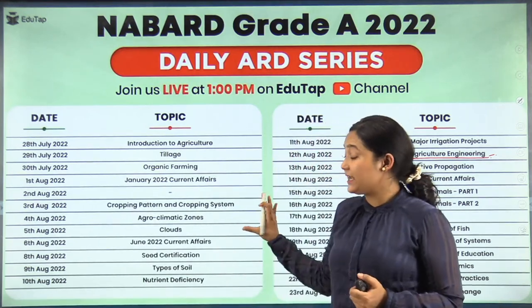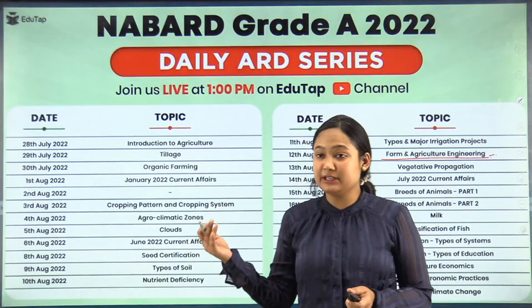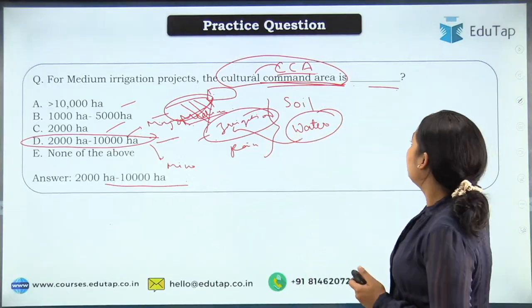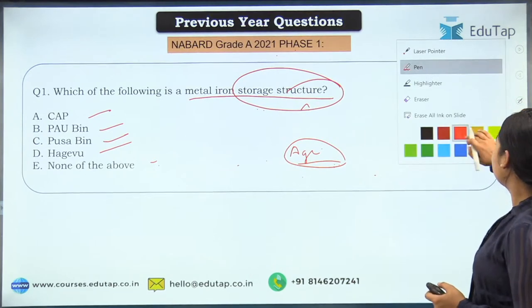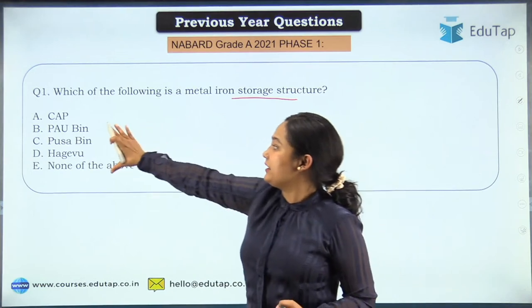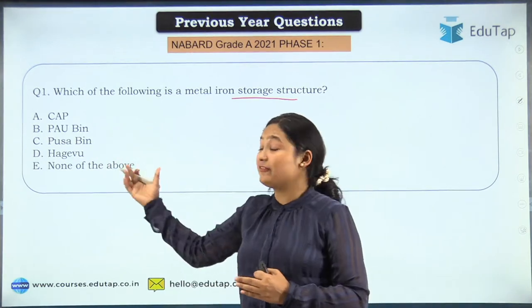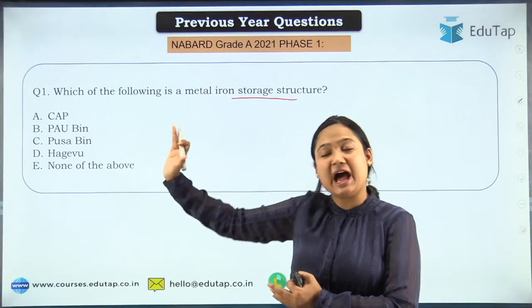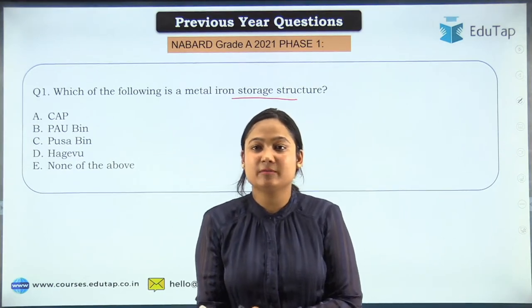See, in agriculture static, if you have done the PYQ today itself, the question was: which of the following is a metal ion storage structure? If you have covered only current affairs PYQs, you won't be able to get the answer. So you'll have to see the static at least once, that is very important.